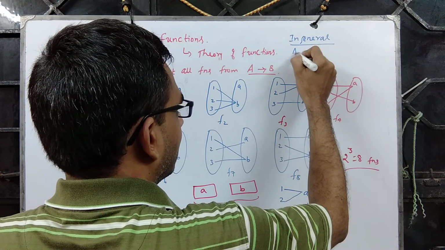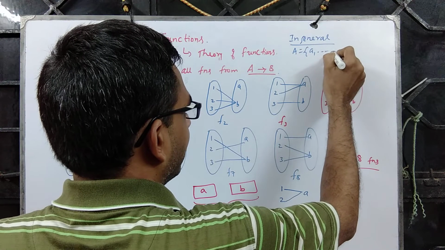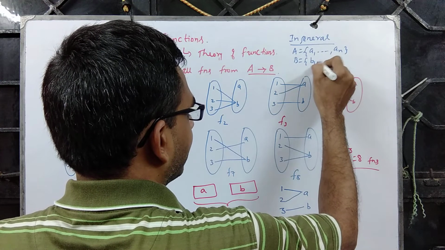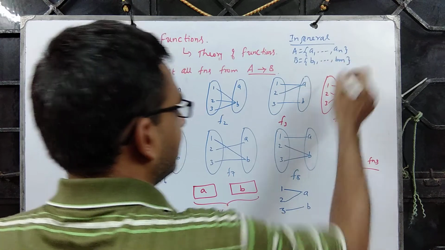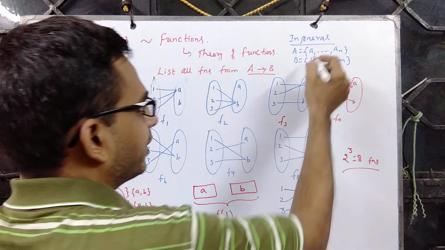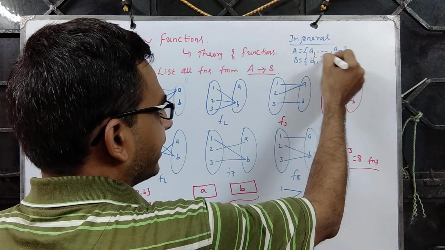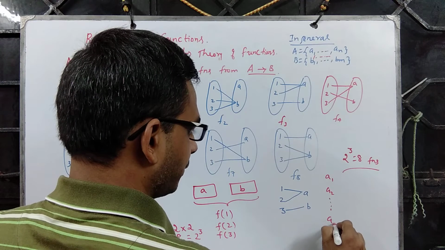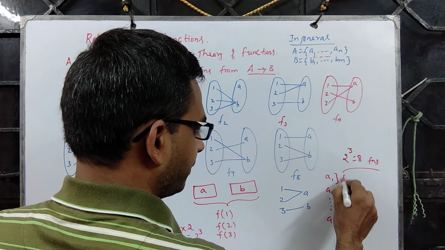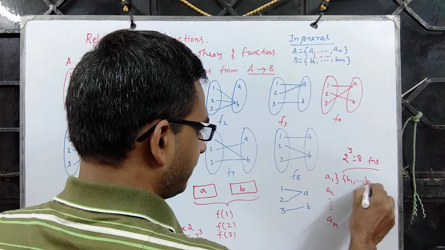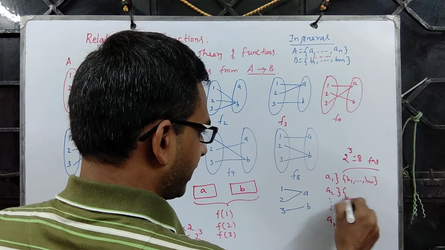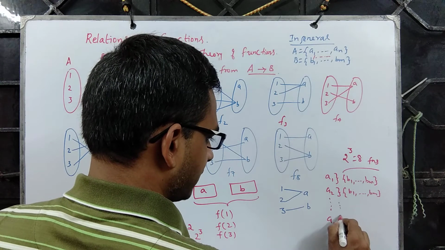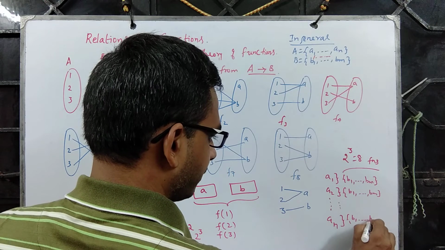So in general, what can we say? If there are say n elements in domain and m elements in codomain, then you see that A1 can be mapped to any of this. So which means A1, A2, so on up to AN, this can be mapped to any of this, B1 to BM. A2 can be mapped to any of these elements, B1 to BM, and like that it goes. Similarly, AN can be mapped to B1 to BM.